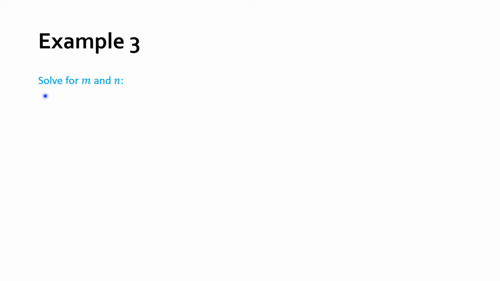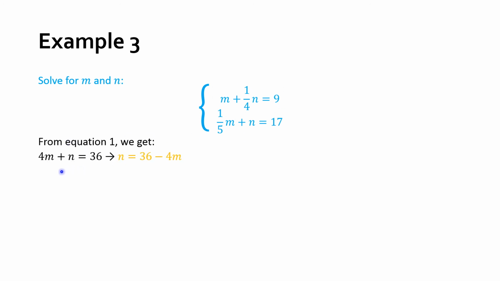Example 3. Solve for m and n. m plus 1 over 4 n is equal to 9, and 1 over 5 m plus n is equal to 17. So from equation 1, we get 4m plus n is equal to 36, because we multiplied 4 on both sides. So if we write n using m, we have n is equal to 36 minus 4m. And from equation 2, we get m plus 5n is equal to 85, because we multiplied 5 on both sides.